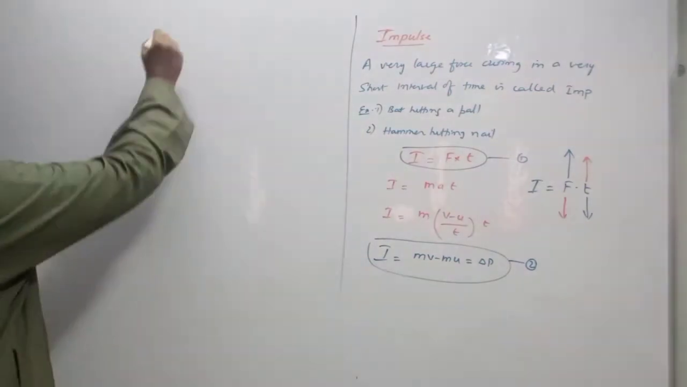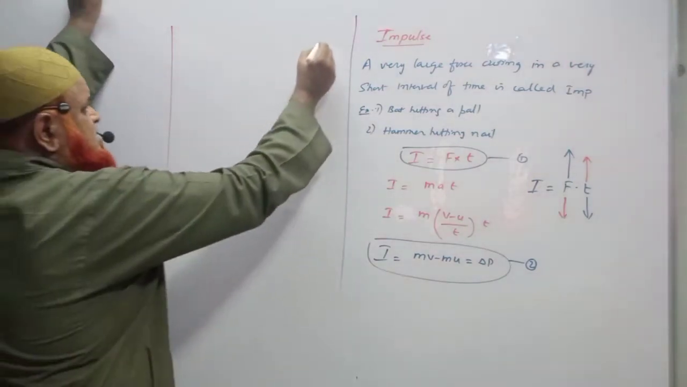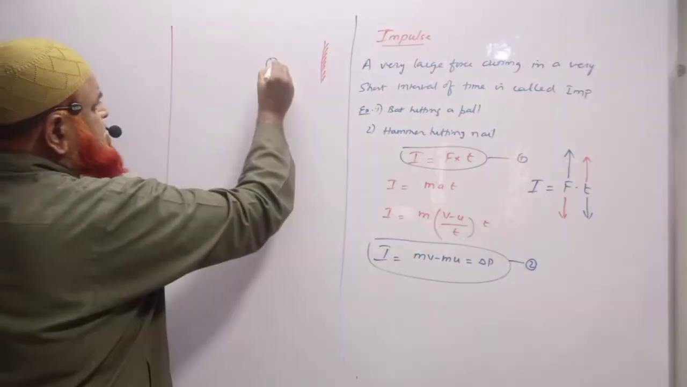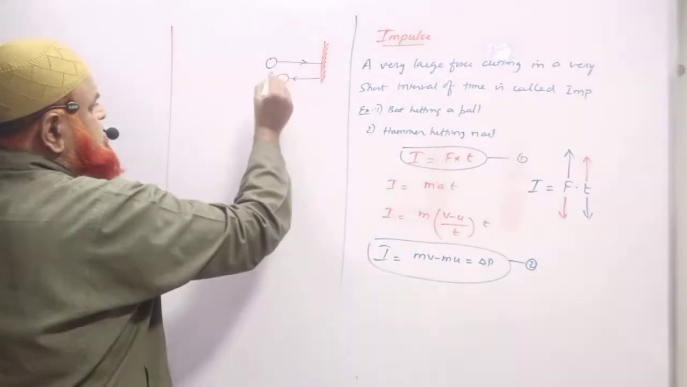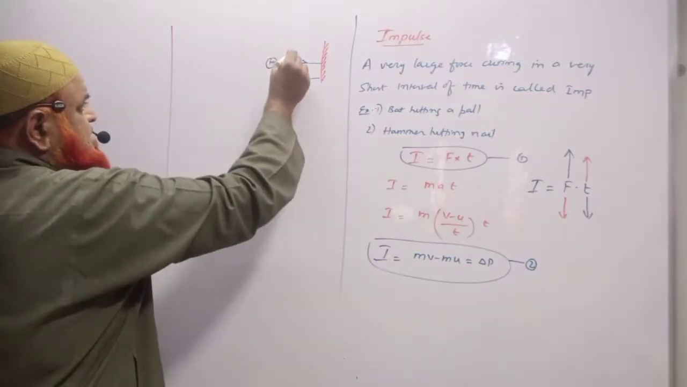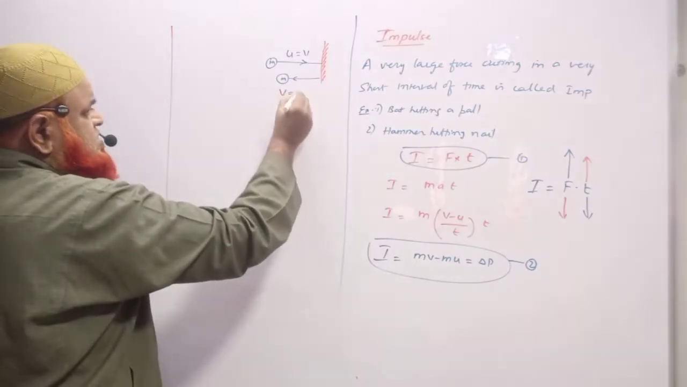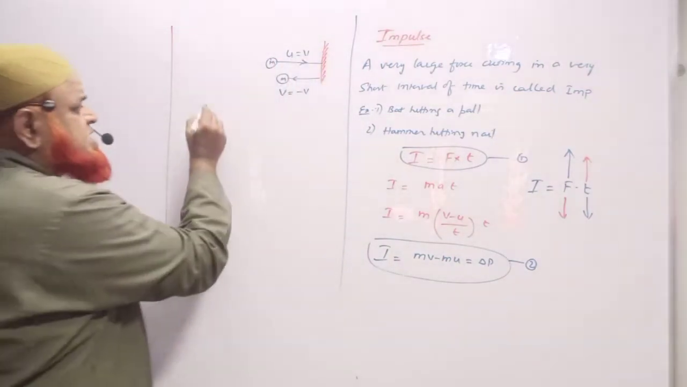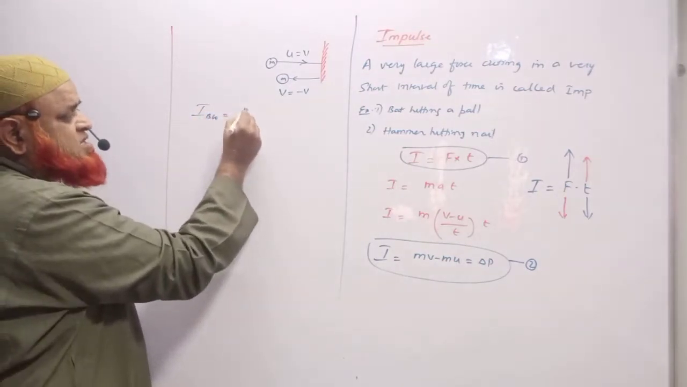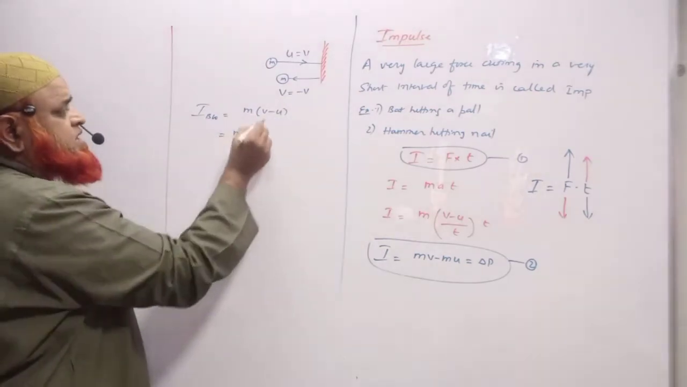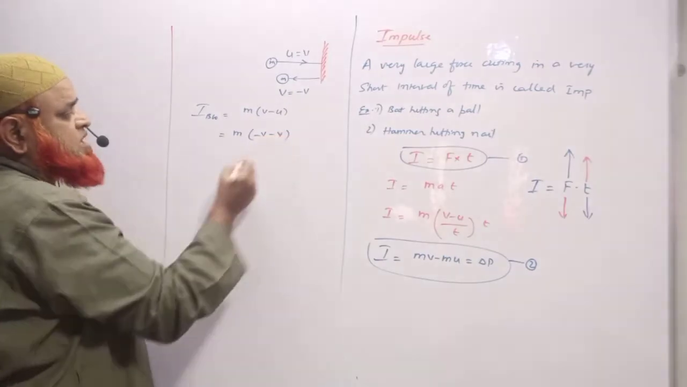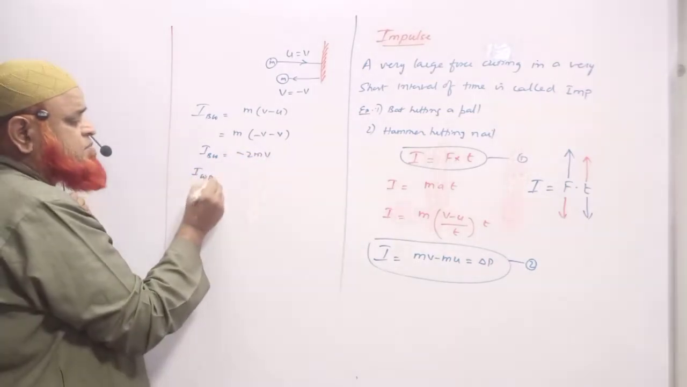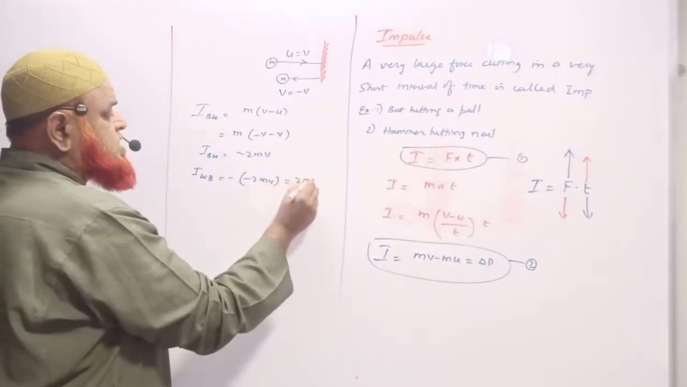Now let us discuss the next concept here. If you are observing impulse, let us take this as a wall. The ball of mass m will strike the wall and return back. If the initial velocity of the ball is v and the final velocity of the ball is minus v, then the impulse of the ball on the wall is m into (v minus u), which is the formula here. Here v is minus v and u is v. Therefore, the impulse of the ball on the wall is minus 2mv. Similarly, the impulse of the wall on the ball is minus of minus 2mv, which is equal to 2mv.